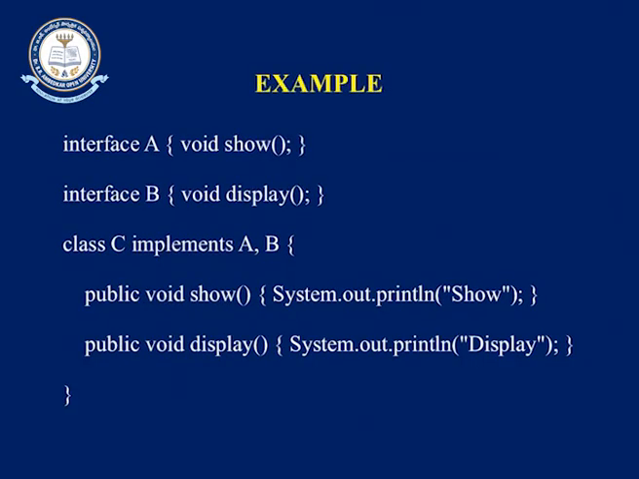Now I have created two classes, class A and class B. In class A there is a void show method and in class B a void display method. Then I am creating my main class, which implements those, and I am implementing the void show method and the void display method. In the show method I am printing show, and in the display method I am printing display. So this is the example for multiple inheritance. Here A and B are the parent classes and the other one is the child class.